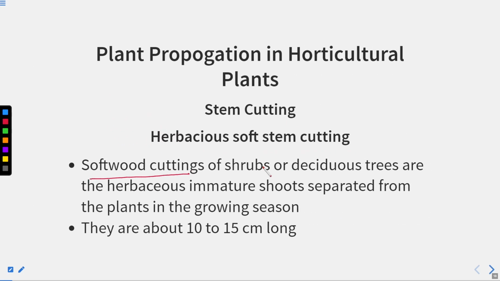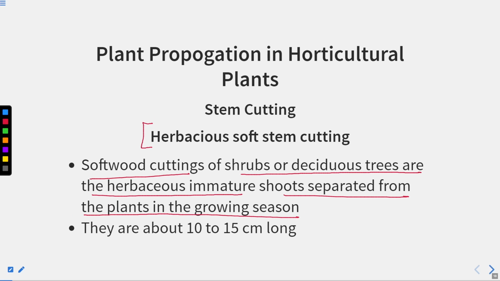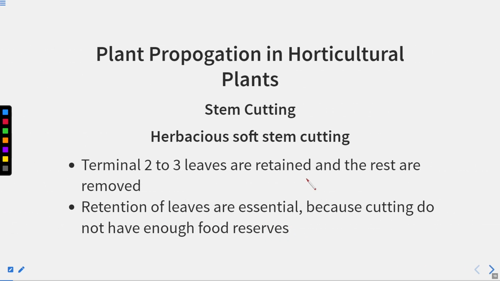Softwood cuttings of shrubs or deciduous trees are the herbaceous immature shoots separated from the plants in the growing season. So we are discussing herbaceous soft stem cutting. Herbs means the soft plant, right? So they are about 10 to 15 centimeter long. They are not so long. They are just 10 to 15 centimeter long.